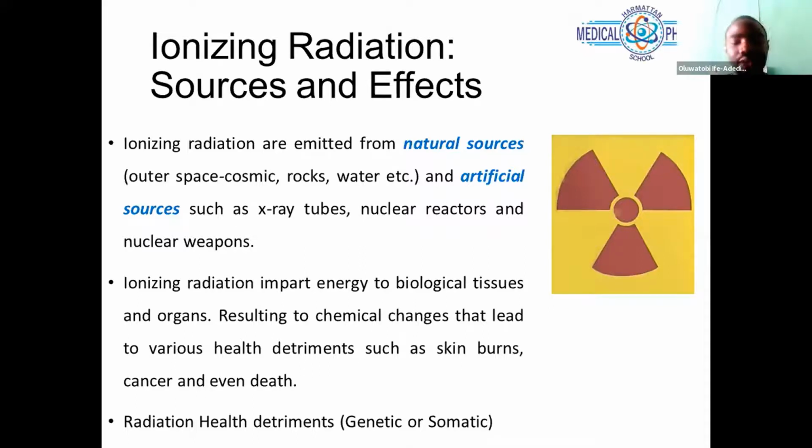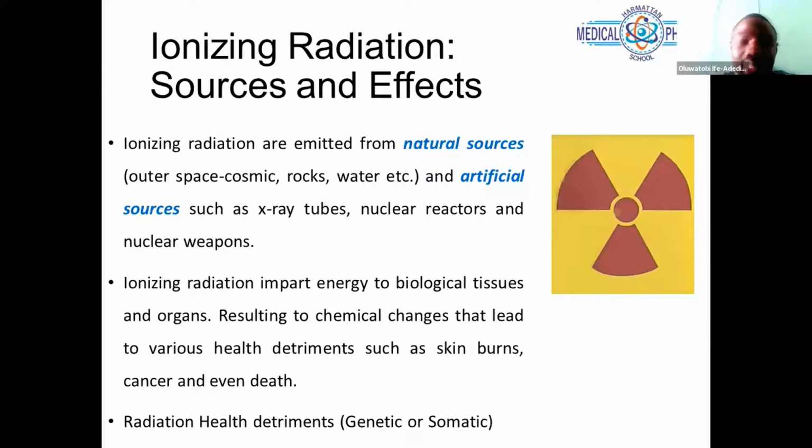This ionizing radiation, since we said they have sufficient energy, while they pass through biological tissues, they impart energy. And while they impart energy into the biological tissues, they result in chemical changes that can lead to different health detriments, such as skin burns, cancer, and even death. Now, these radiation health detriments can be genetic or somatic. And what do we mean by that? There are some detriments that reveal themselves in the recipient of the radiation directly. Once a person receives ionizing radiation, the effects are revealed in that person. And so we'll talk about the somatic effects.